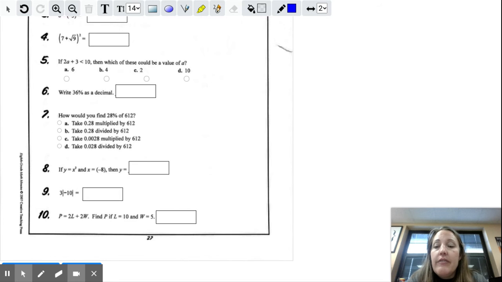So of means multiply. Just remember that of means multiply. That just helps you a ton in math. I know I still say that to myself. So I need to find 28%, right? That decimal multiplied by 612. So we don't actually have to do that, but we know that it's going to be letter A.